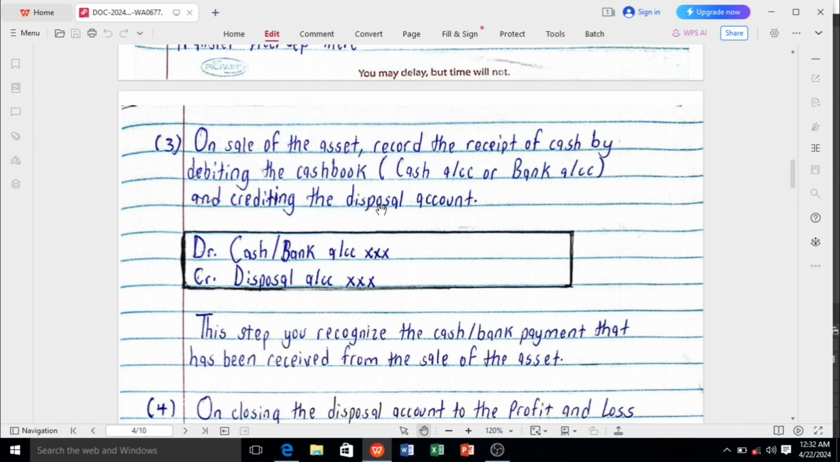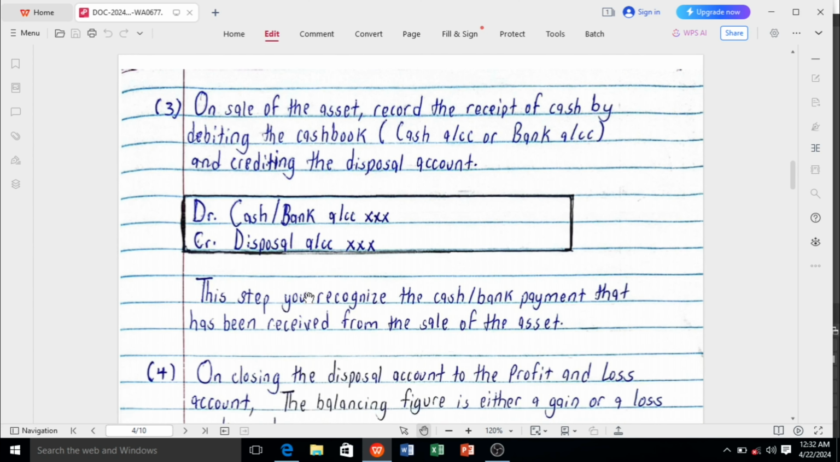You can see that with this disposal, everything that we shall be handling, we always transfer it to a disposal account. Even in this one, after recognizing the cash, you credit the disposal account.